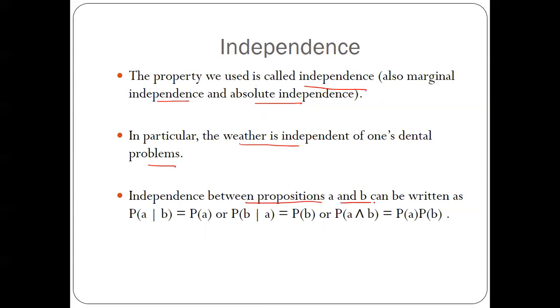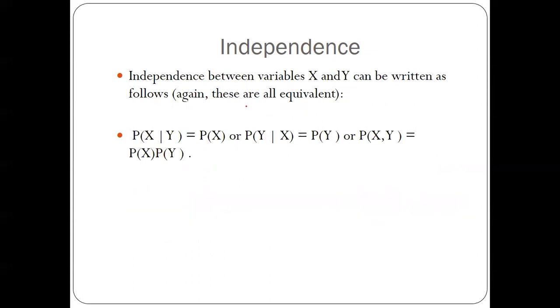Independence between two propositions A and B can be written something like this. Assume that A and B are independent events. That is, A is not going to influence B and B is not going to influence A. In that case, probability of A given B is nothing but probability of A, because B is not at all going to influence A. So probability of A given B is nothing but probability of A. Similarly, probability of B given A is nothing but probability of B. Similarly, probability of A and B is nothing but probability of A into probability of B, because they are independent events, right?